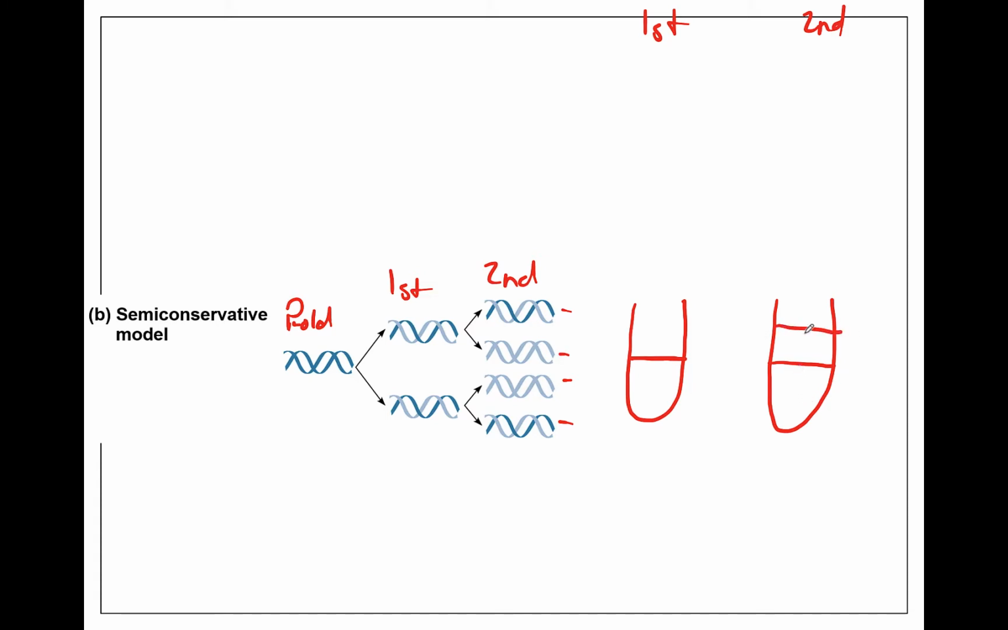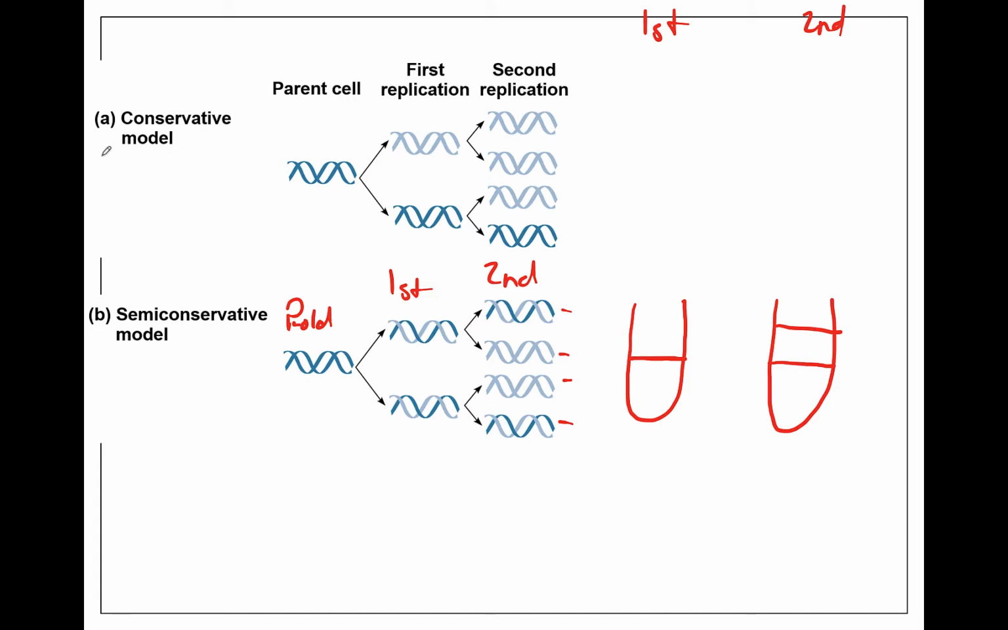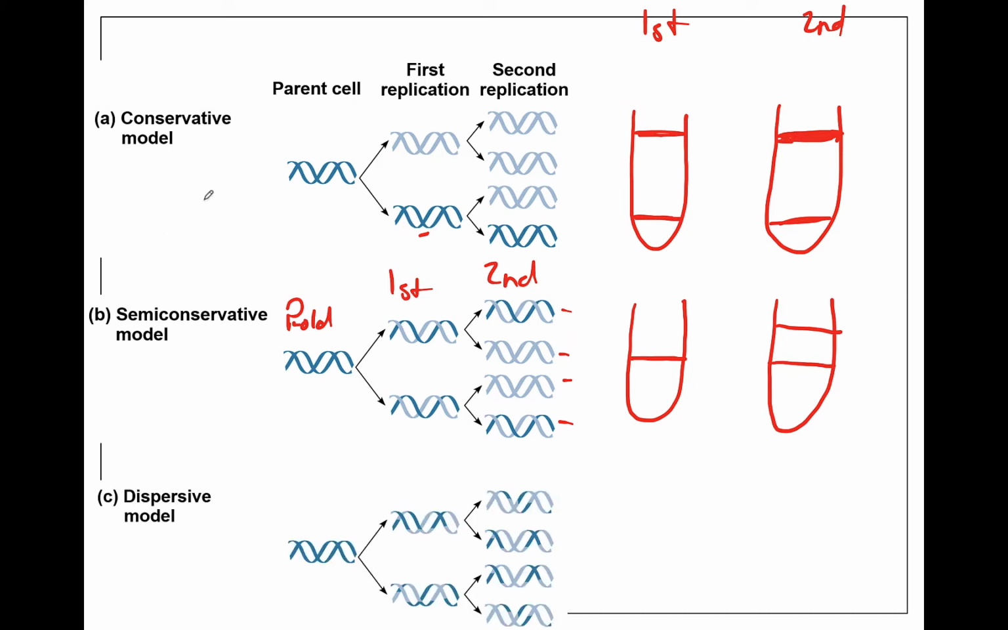What they expected to see if the conservative model was correct was that, again, we start with the same heavy parent strand. The conservative model says that it copies it and then each of the parent strands go back together. So on the first replication, we would actually see a really heavy and a really light strand. So this one would be heavy at the bottom, this one would be light at the top. And then the second replication, we would see the heavy strand again at the bottom and three lighter strands up here at the top. So this one would probably just be a little darker. So this is what they would have expected to see if the conservative model had been correct.